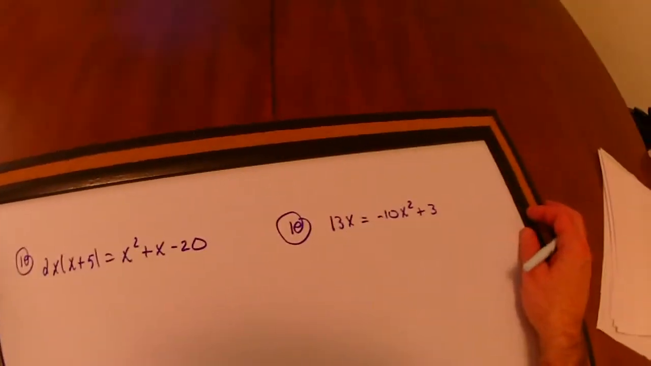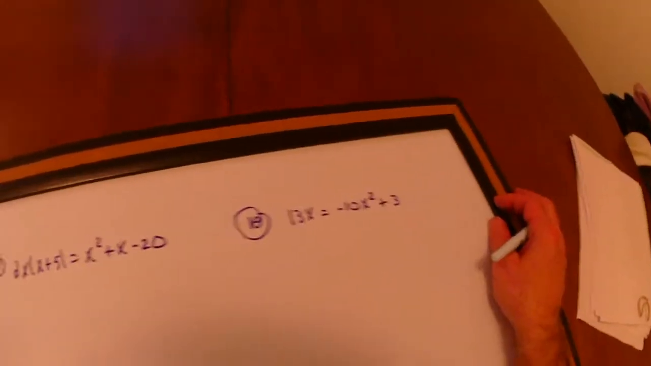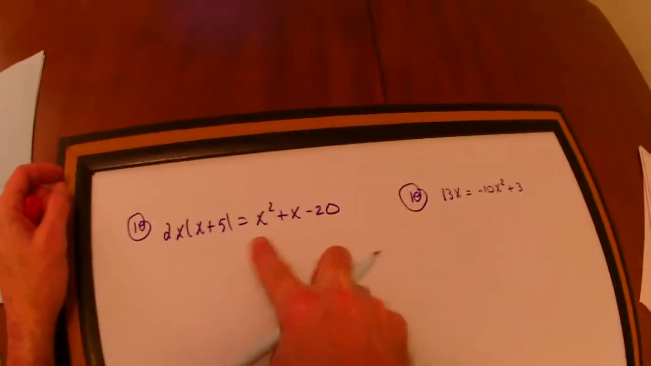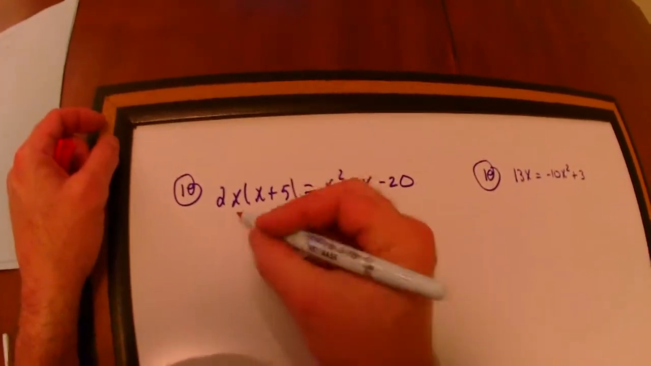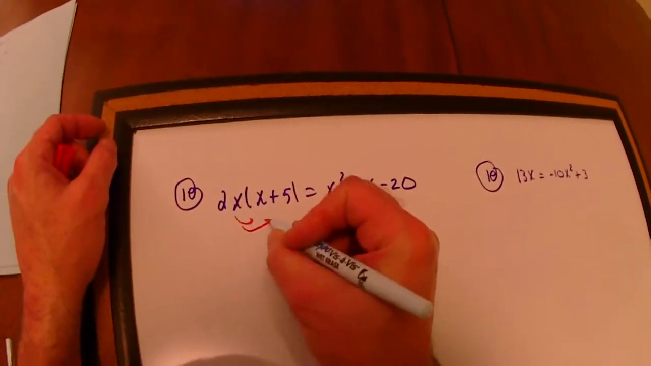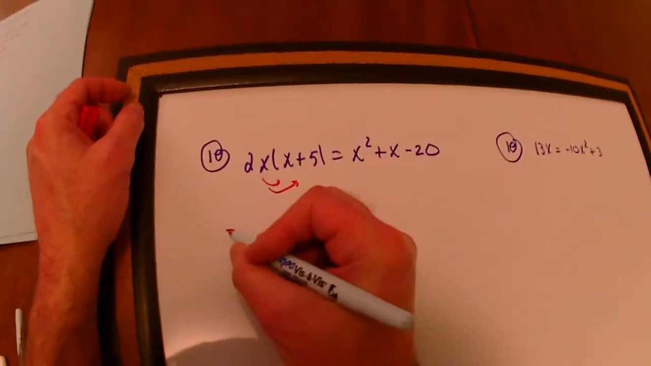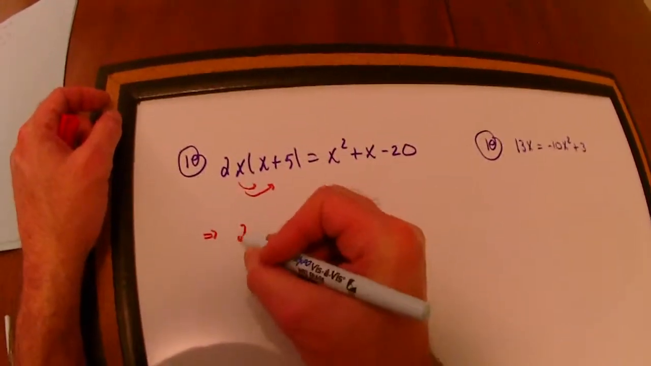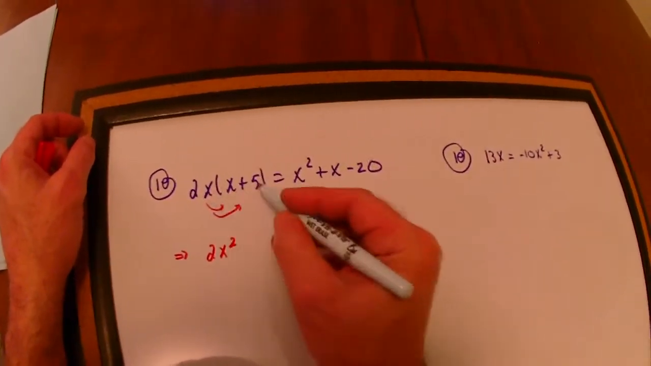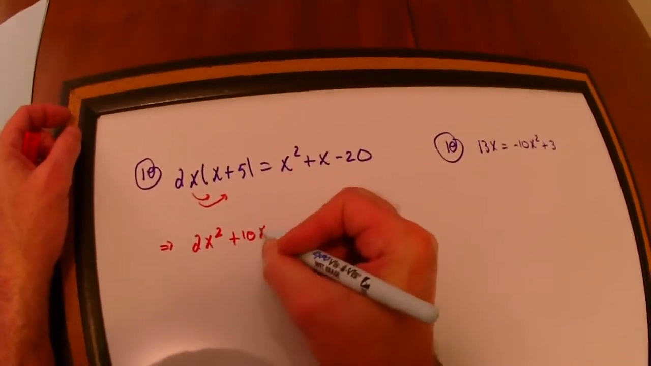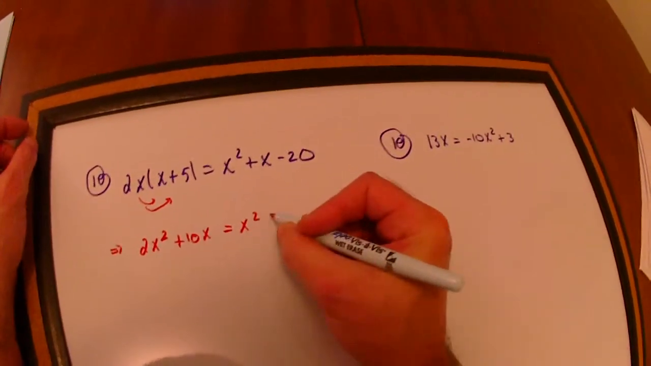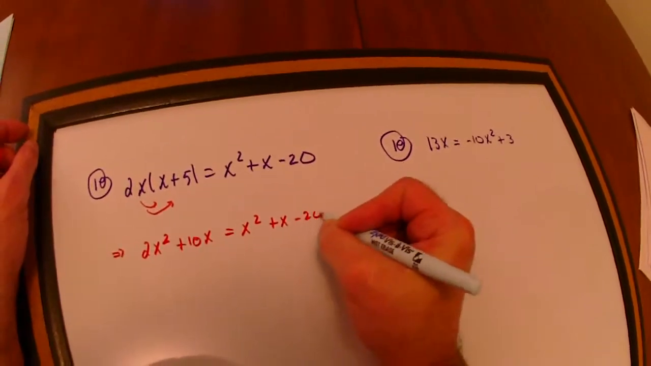Okay, for this example we're going to work on solving quadratic equations. So if you watch the other video, you know that you have to ultimately set the quadratic equal to 0. Let's look at this first one here. First thing we want to do is distribute this 2x through. 2x times x will be 2x squared, and 2x times 5 will be 10x. And that will all equal x squared plus x minus 20.